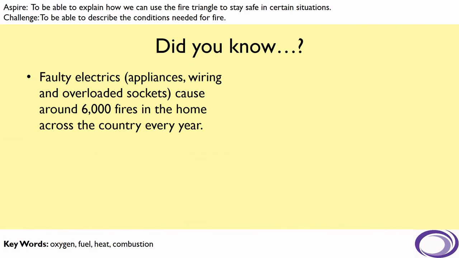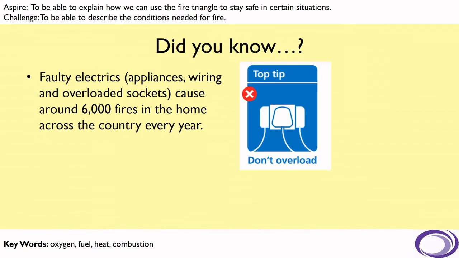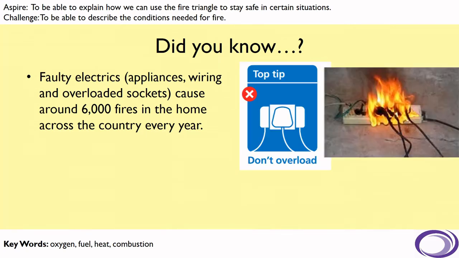Faulty electrical equipment, for example appliances, wiring and overloaded sockets, cause around 6,000 fires in the home across the country every single year. So a top tip to avoid this is to not overload any extension cords or power supplies, because that would be a fire risk.